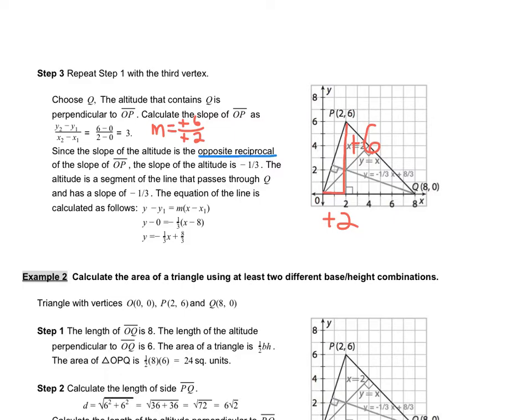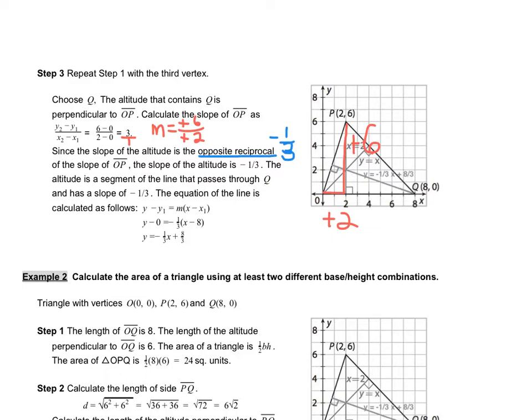Now again, for the altitude, we want the opposite reciprocal. So remember, this 3 is +3/1. So the opposite reciprocal will have a negative slope, and when we take the reciprocal of 3/1, we get 1/3. So the slope that we are expecting to have for our final altitude will be -1/3.